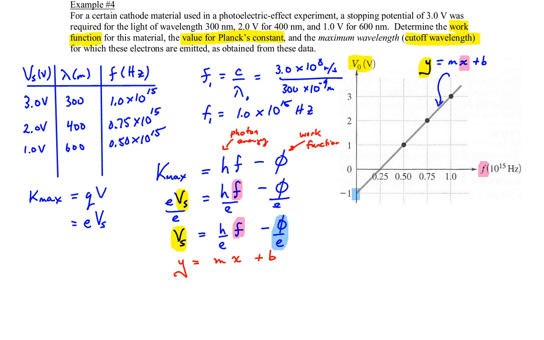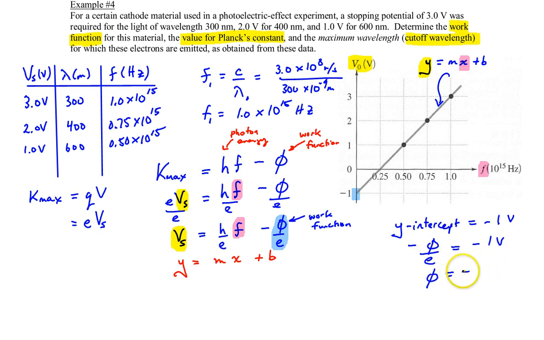So therefore, if we want to find out what the work function is, we need to find out what the y-intercept is. And you can see that right on the graph. The y-intercept in this graph is equal to -1 volts. And we know that the y-intercept is equal to the work function divided by e. So that's equal to -1 volts. We have a negative sign here and a negative sign there, so really we're just going to have a positive in the end. Now, solving for the work function, when we cross multiply here, we're just going to get, actually no negative.